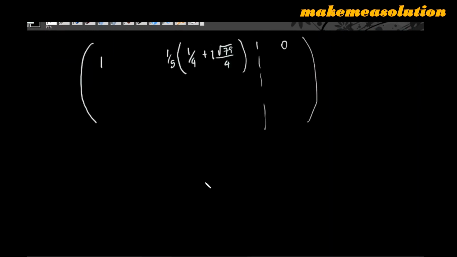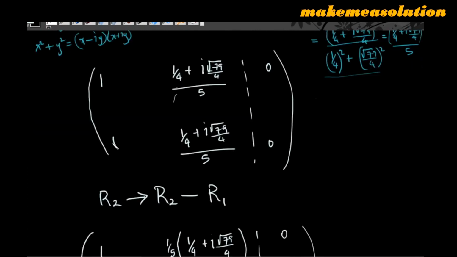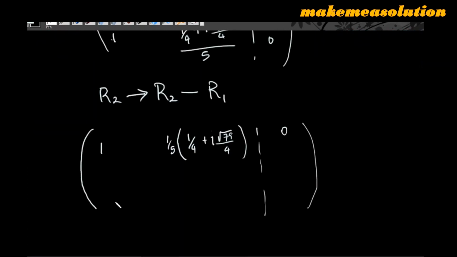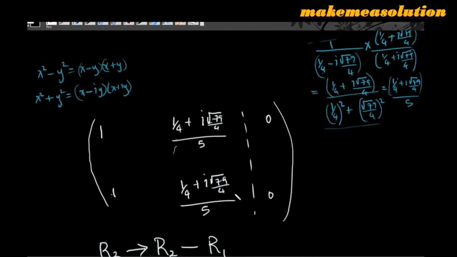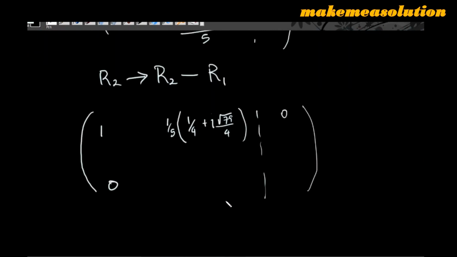So these are row 1 remaining the way it is. Then row 2, what will happen to row 2? So 1 minus 1 will give you 0. And finally, this term minus this term, since they are exactly alike, it's going to give you 0 too. So you've converted your matrix into reduced row echelon form or row echelon form.